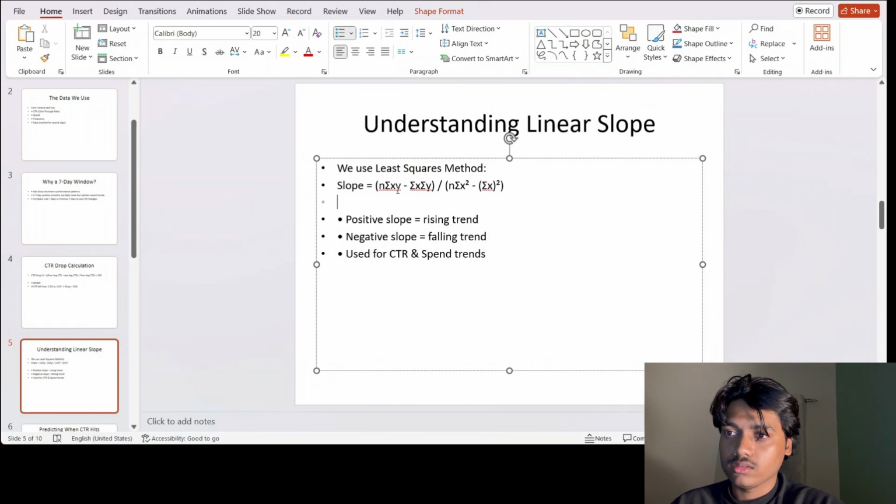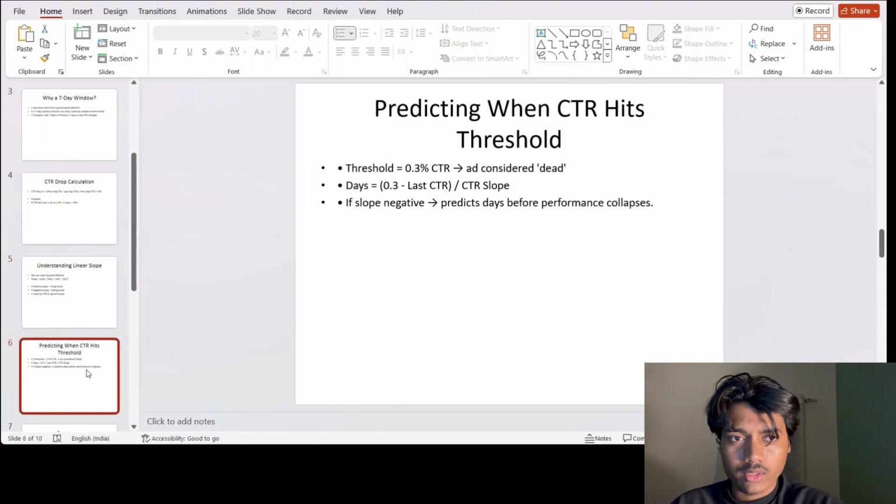Then predict. So how will we be predicting? We have considered the threshold as 0.3% for the CTR, so that we can consider the ad to be dead. And how are we calculating the days, meaning in how many days this ad is going to be dead? For that we are doing one simple mathematical calculation, that is threshold minus last CTR divided by CTR slope. If the slope is negative, it means that the CTR is decreasing, and we can predict the days before the performance will collapse.